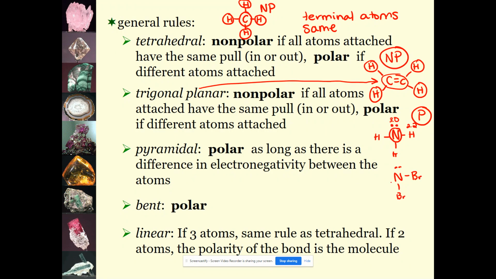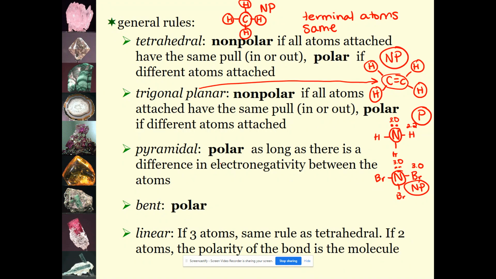Nitrogen bonded to 3 bromines. So again, it's pyramidal around my nitrogen. There are 3 bonds and 1 lone pair. However, nitrogen and bromine have the same electronegativities. So if they have the same electronegativities, the bonds are nonpolar. Therefore, the molecule has to be nonpolar. The only reason it would be polar is if the bonds are polar and not canceling. These bonds are nonpolar, so the overall molecule is nonpolar.